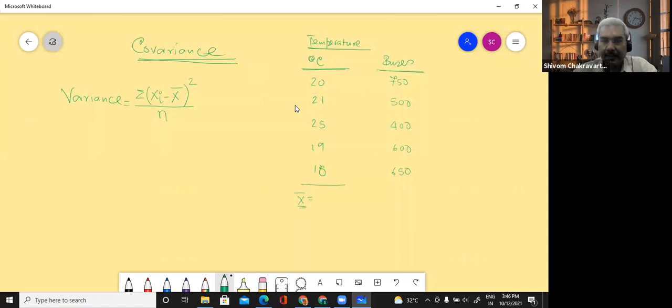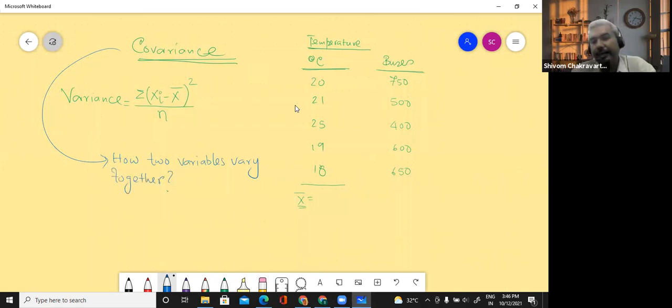This concept is very important to understand. In covariance, we are trying to find out how two variables vary together. We are trying to find a measure, a number, to express the extent to which the variables vary together.